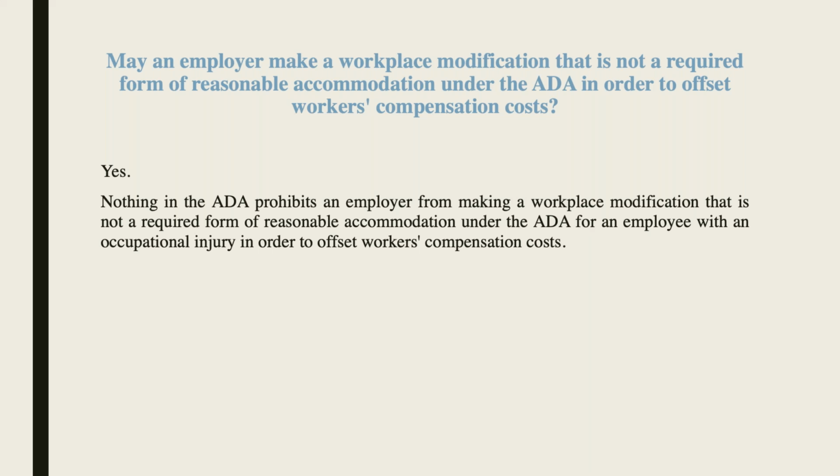For example, the ADA does not require employers to lower production standards to accommodate individuals with disabilities. However, an employer is clearly permitted to lower production standards for an occupationally injured employee as a way of returning him or her to work more quickly. So you can kind of see how that line can be drawn.